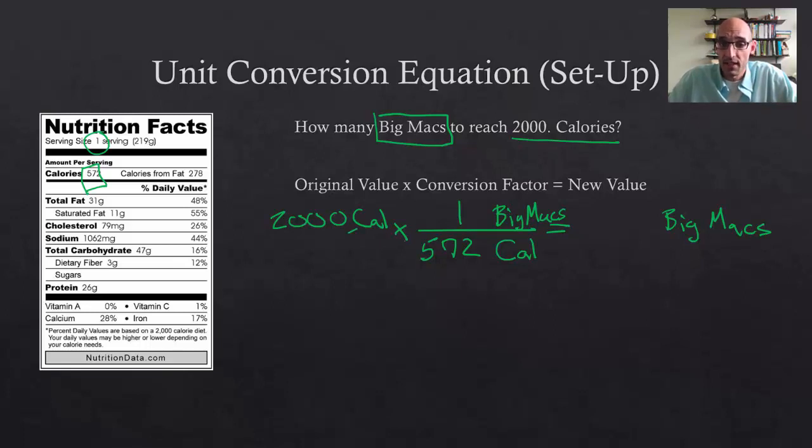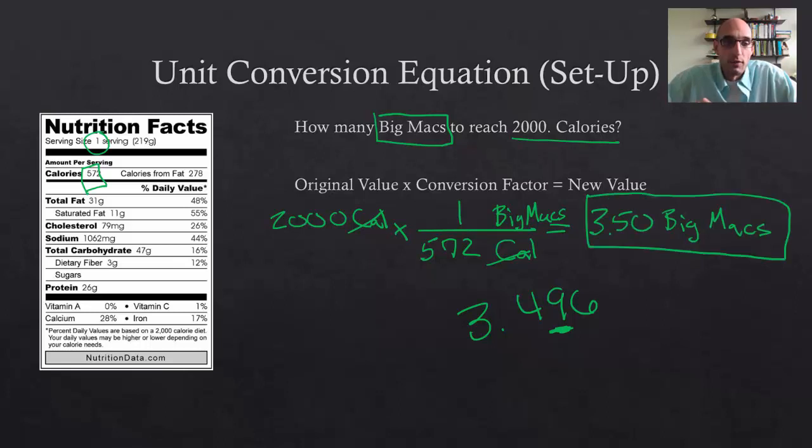Calories are going to cancel. And now we're going to divide 2,000 divided by 572. We find out that, and I'll put the number down here, for my calculator, I end up with 3.496. Of course, 3 sig figs here. We need to round to that 9. So 3.50. So 3.5 Big Macs if you want to eat 2,000 calories, okay? But the same setup every single time. Original value multiplied by a conversion factor gives us our new value.